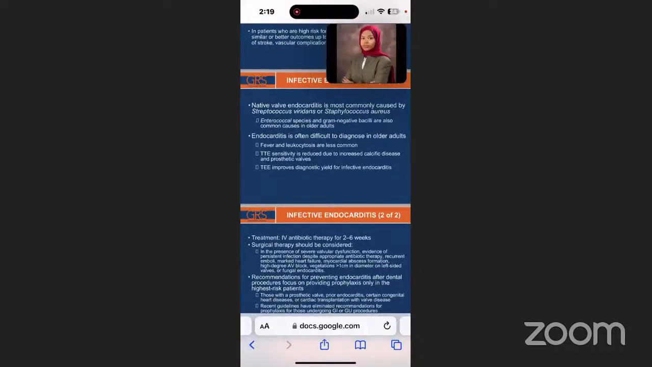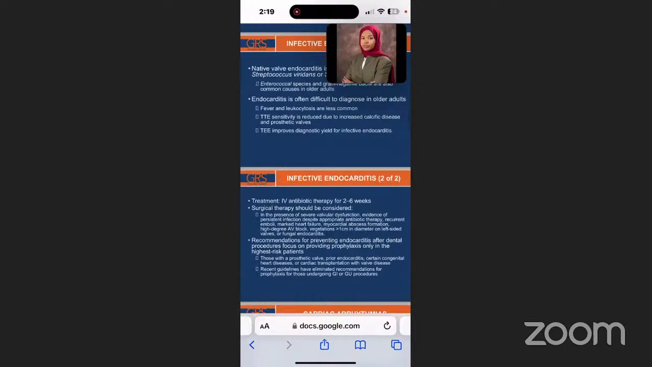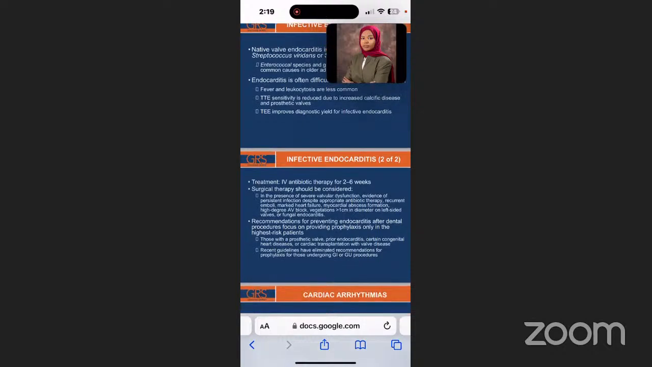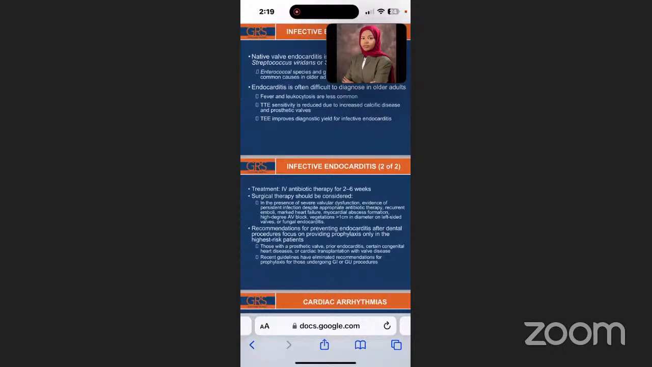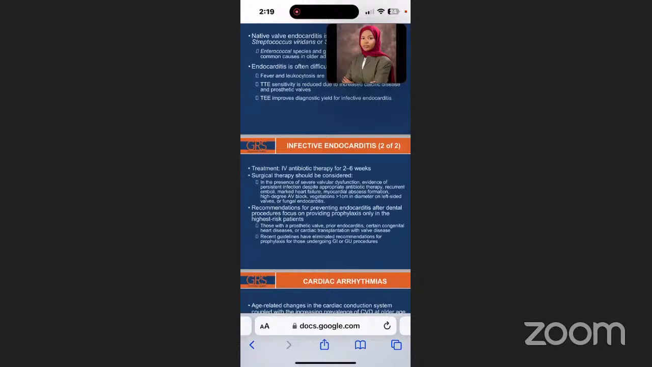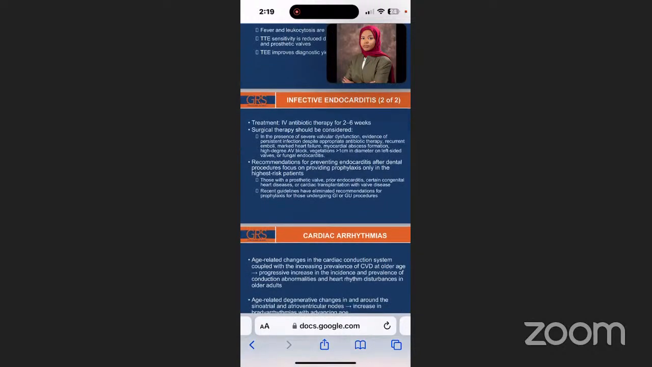Okay. So, by definition, infective endocarditis is most commonly caused by either Streptococcus viridans or Staphylococcus aureus. But in older patients, we can find other species such as enterococcal species or gram-negative organisms. Endocarditis is very difficult to diagnose in older patients because fever and leukocytosis are less common in the elderly. Also, the sensitivity of transthoracic echocardiography is decreased due to increased calcification in the valve. A transesophageal echocardiogram improves the diagnosis of infective endocarditis.